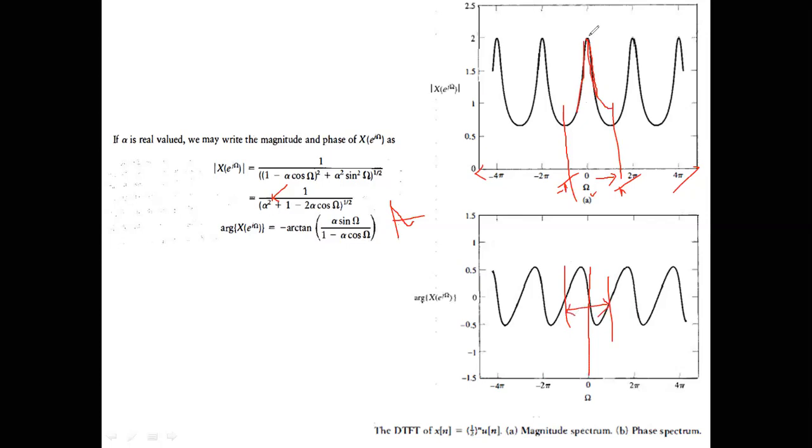What will be the value here? What will be this value here at omega equal to 0? Shall we substitute omega equal to 0? The author has assumed a value of alpha here.